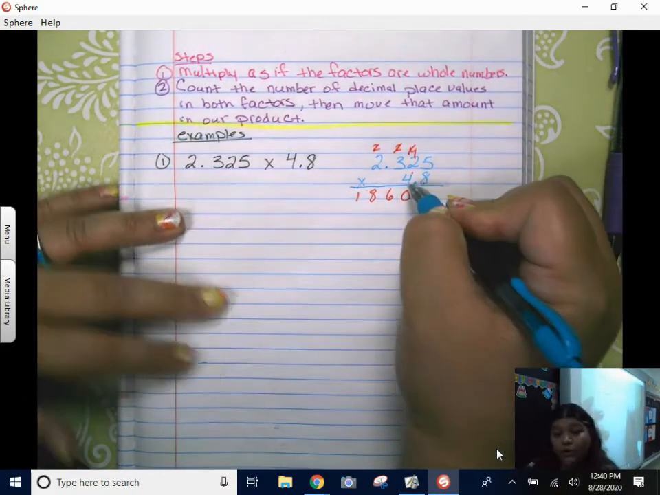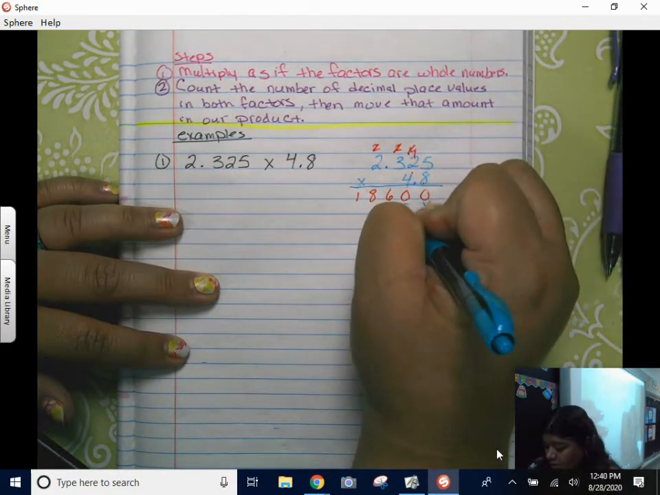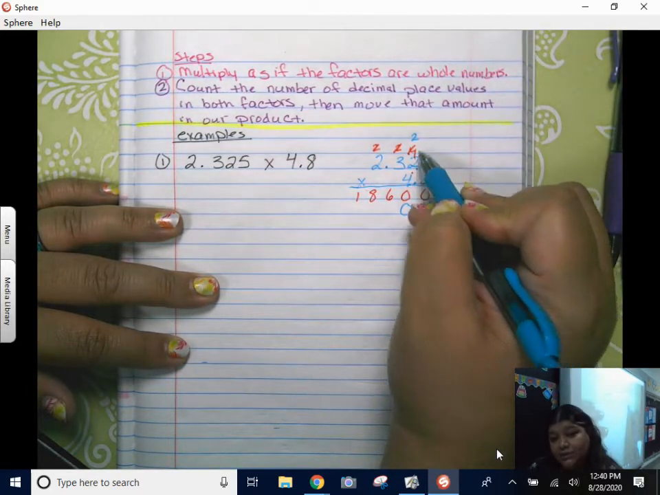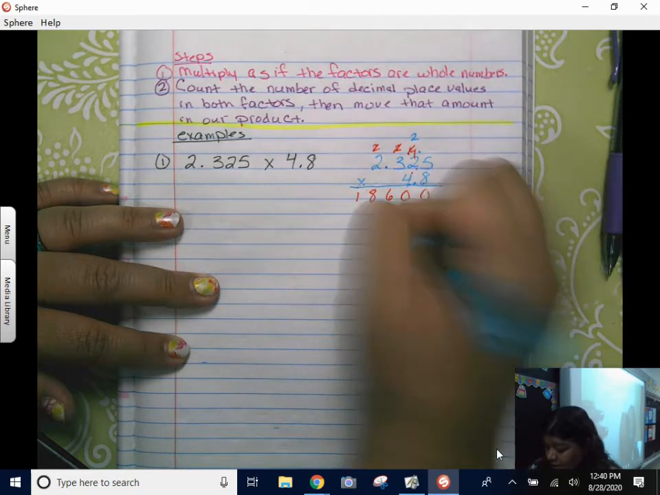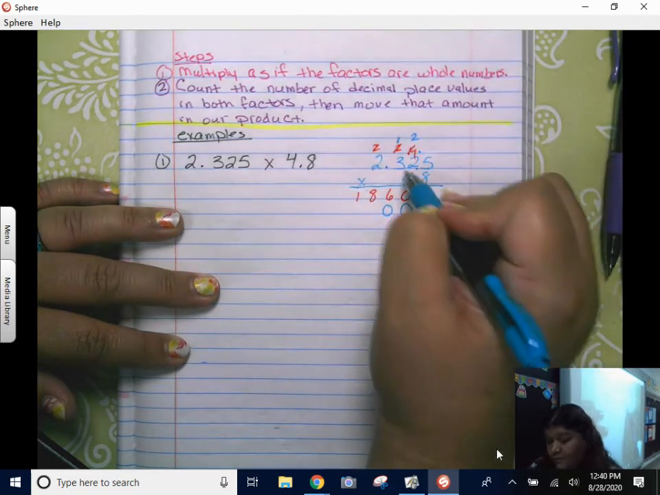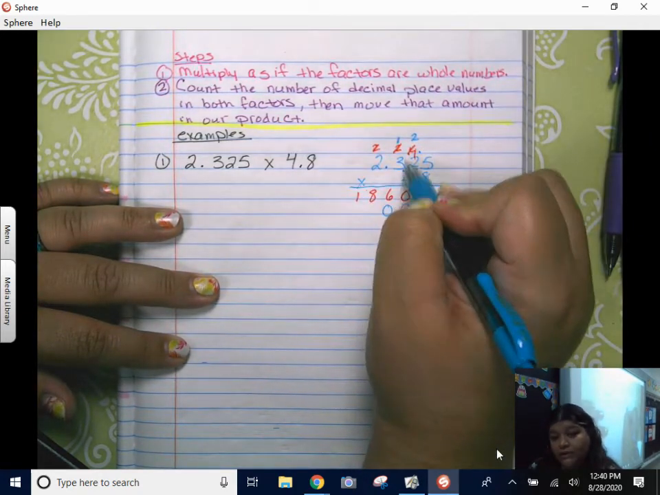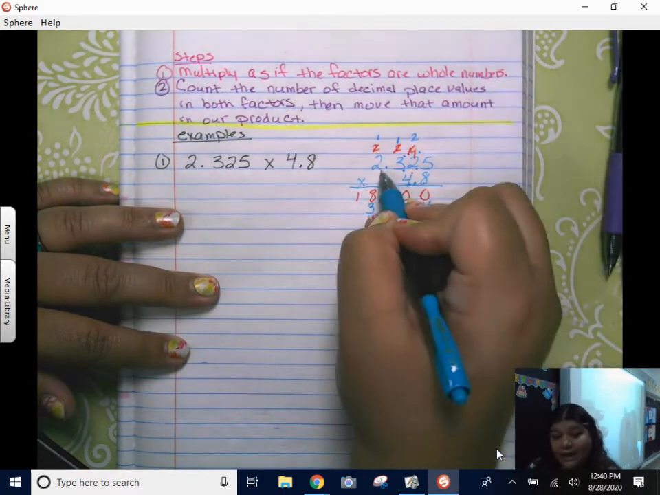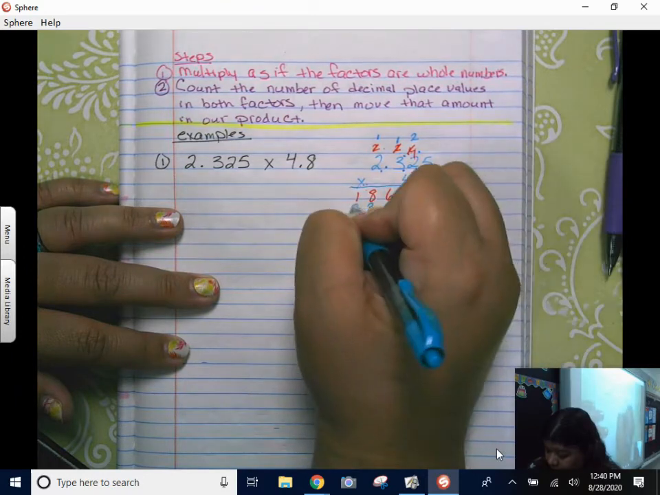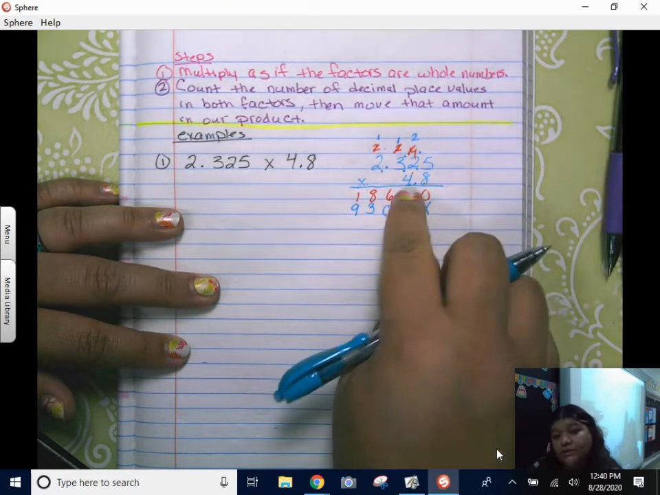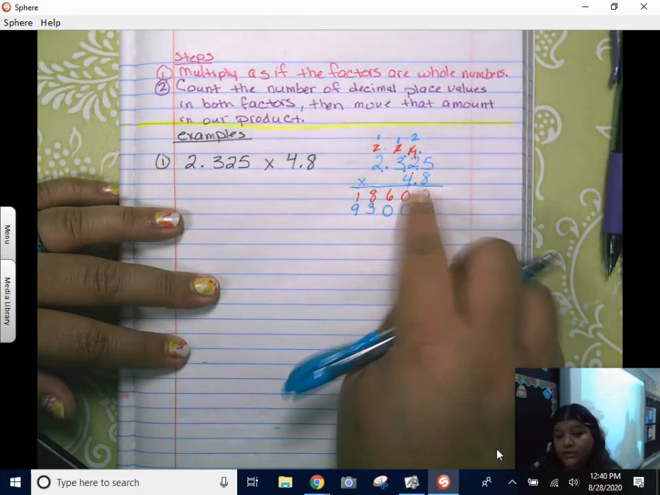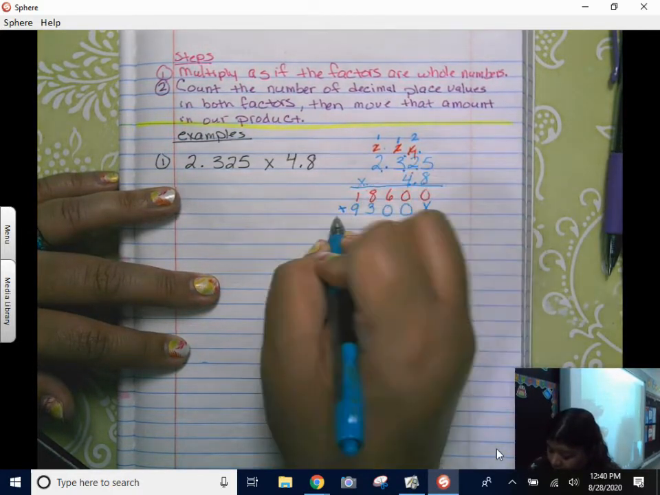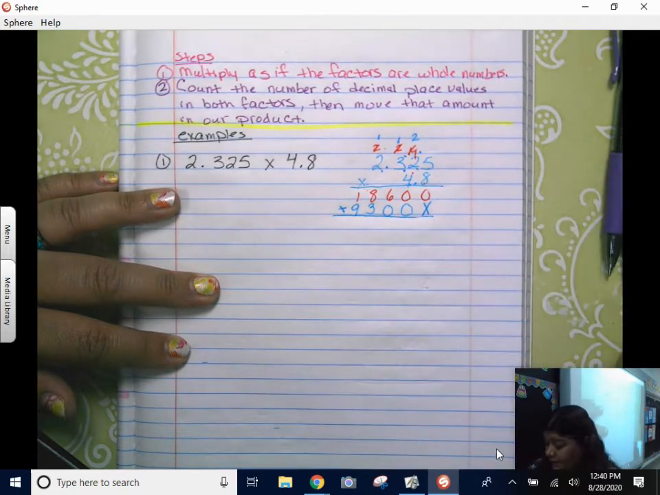So now I'm going to do 4 times 5 is 20. 0, carry your 2. 4 times 2 is 8 plus 2, it's 10. Carry the 1. 4 times 3 is 12. Plus 1, 13. And 4 times 2 is 8, plus 1 is 9, okay? Now, once you've multiplied both digits in your factor here, you're going to go ahead and add them together, okay?